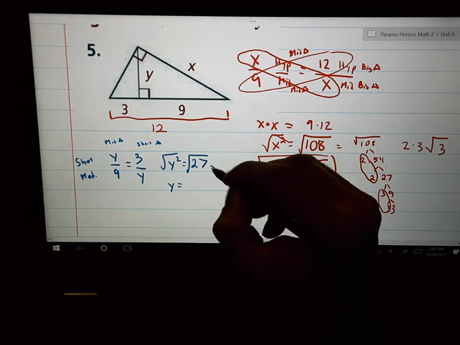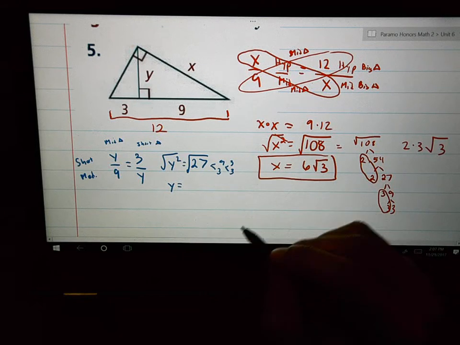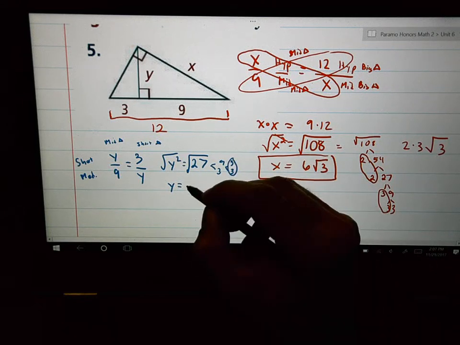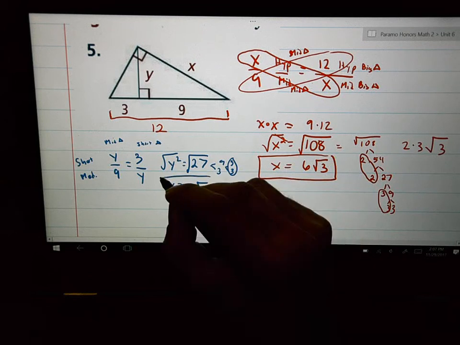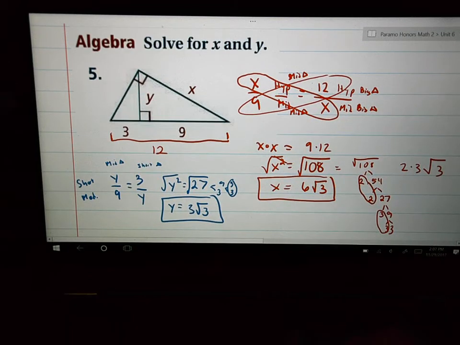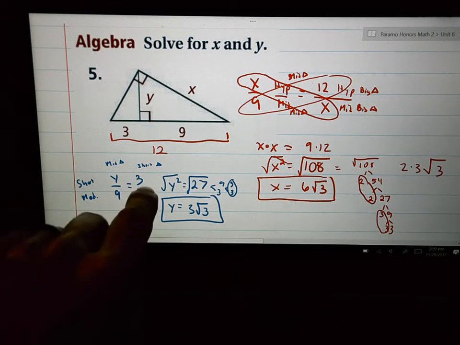If you don't know how to do that, break it down. Look for pairs of squares. You're looking for things that are 2 because we need 2 factors to break out. And now you have what your y value is. Did we answer the question? Solve for x and solve for y. Yes, we have. Give your answers in radical form.